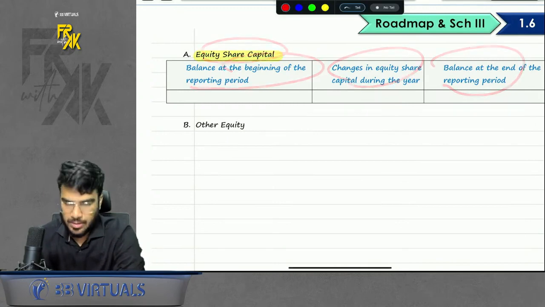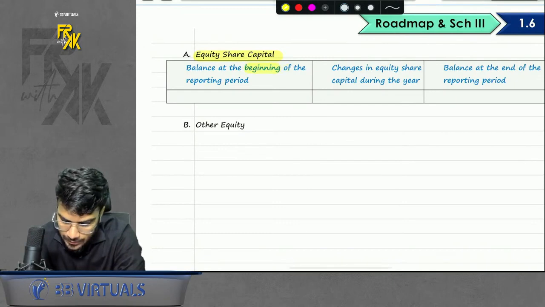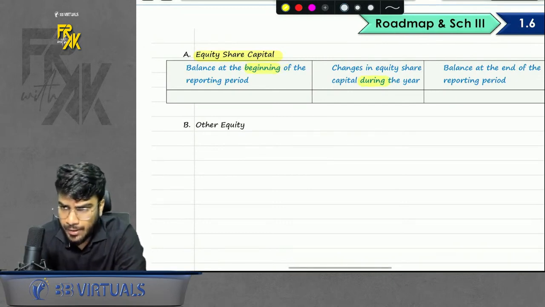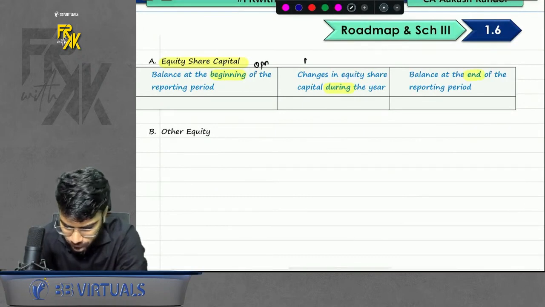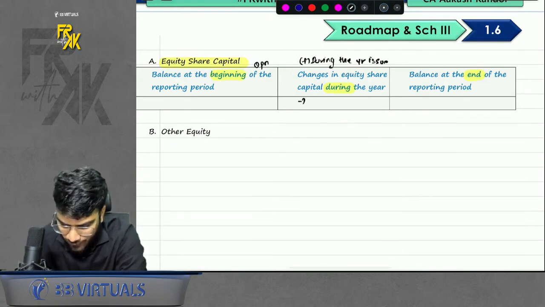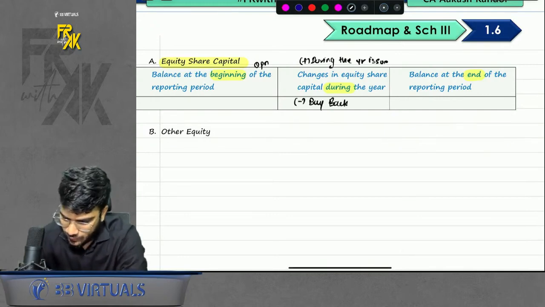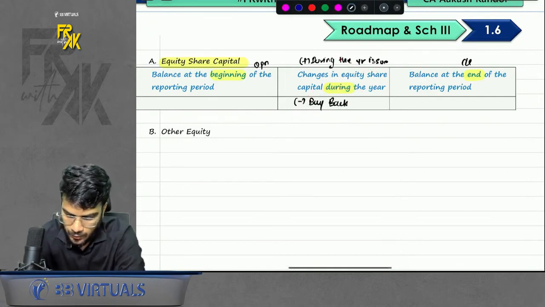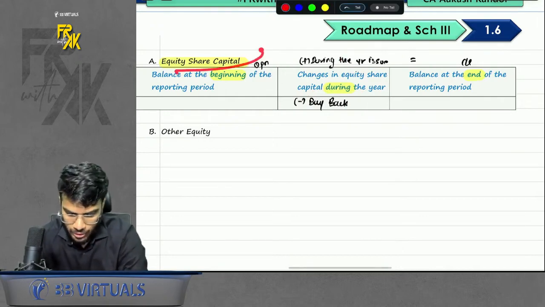Sir, how do you remember these columns? Ideally, it is nothing but a reconciliation kind of statement where you have the beginning balance, then the balance during the year, and then the balance at the end of the year. So it is opening, add during the year if you issue any new shares, and if you have bought back any shares, the buyback will be reduced, and then you will get the closing balance. So this is the format for equity share capital.